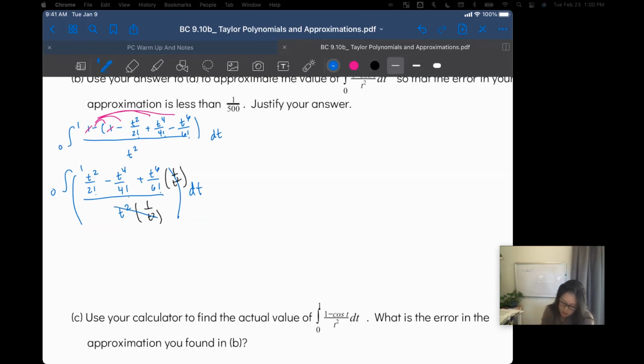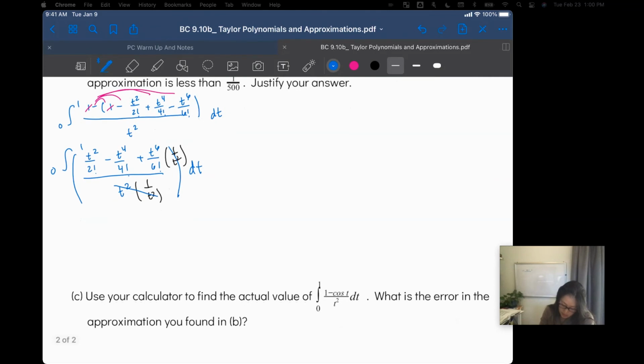And that cancels the numerator. And then in the denominator, it cancels the denominator. And in the numerator, I get, let's see, t squared divided by t squared is 1. So I get 1 over 2 factorial minus t squared over 4 factorial plus t to the 4th over 6 factorial dt.